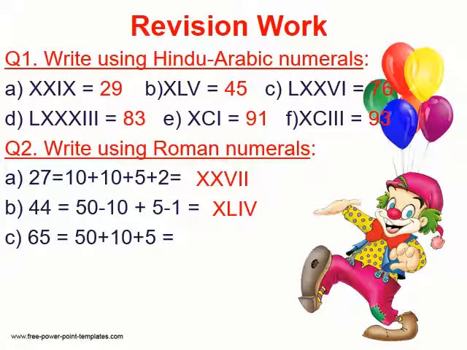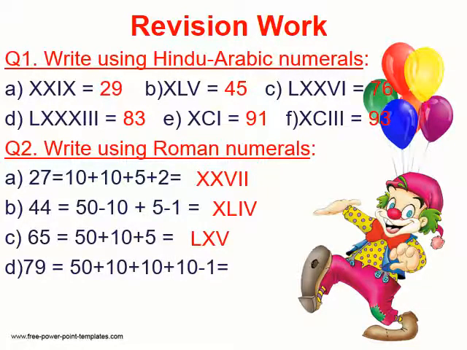Now let's come to the next Hindu-Arabic numeral, which is 65. 65 means 50 plus 10 plus 5, which in turn is equal to LXV, where the value of L is 50, the value of X is 10, and the value of V is 5.